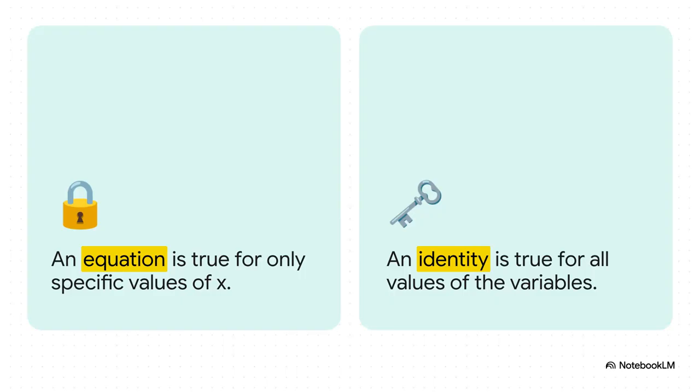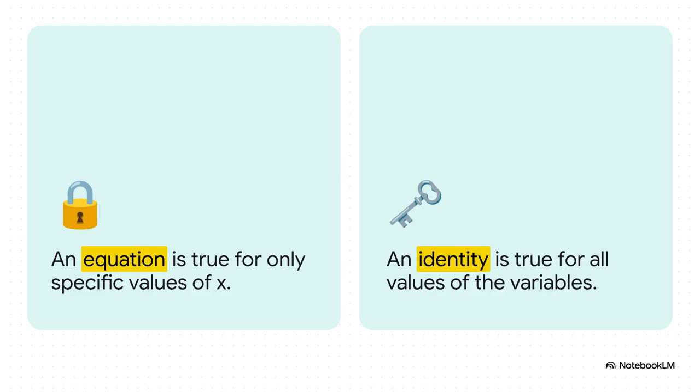Returning to that trick, we noticed a pattern that was universally true. And that means we're dealing with identities, not just your basic equations. The crucial difference here is this. An equation is kind of like a padlock with a very specific key. Take x squared minus 1 equals 24. That statement is only true if x is exactly 5 or negative 5. Anything else, and the lock stays shut.